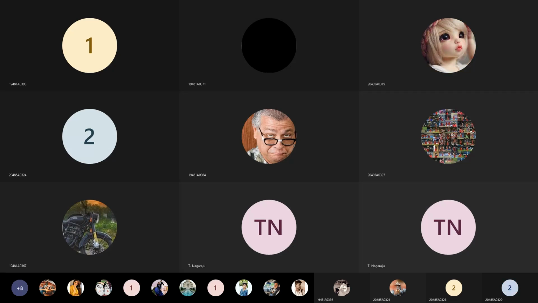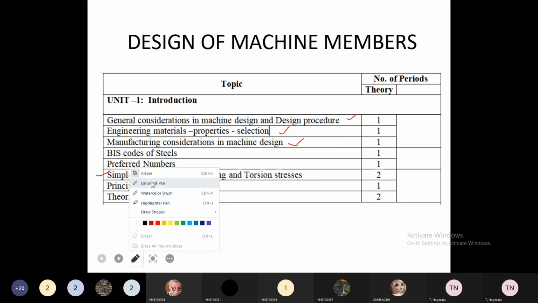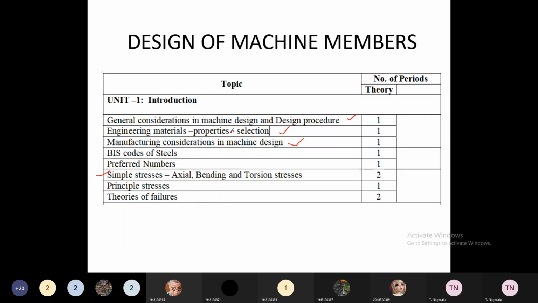So far we covered the topics in the first unit: general considerations in machine design and design process, engineering materials, properties and selection, manufacturing considerations in machine design. BAS course completed.